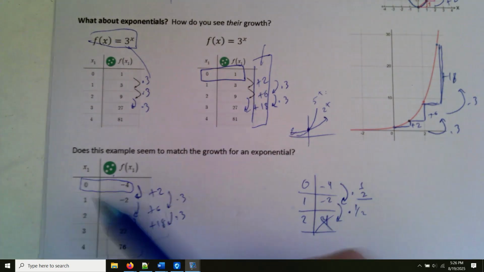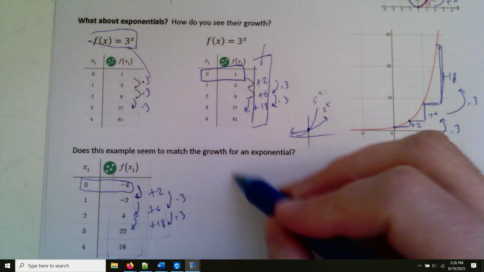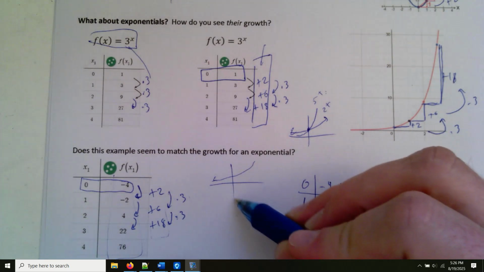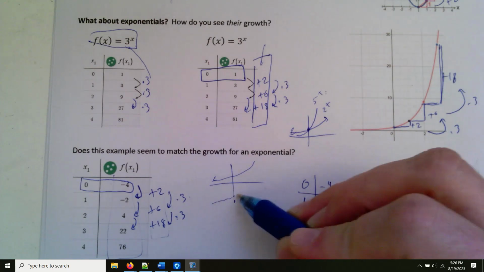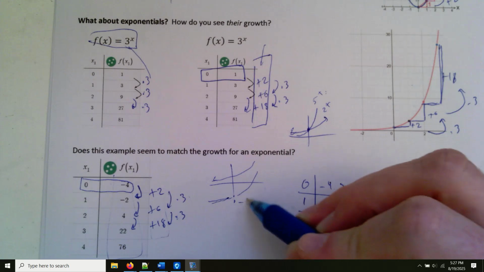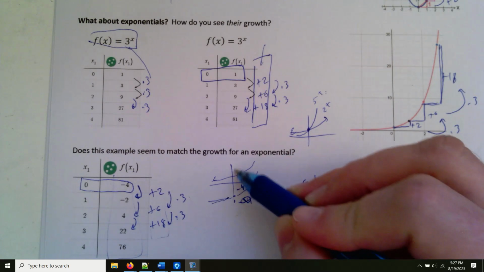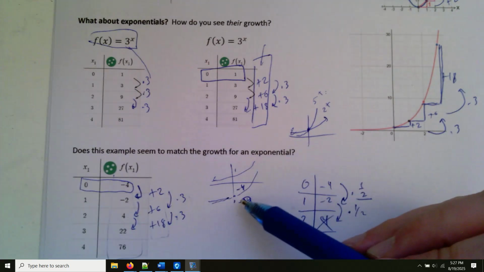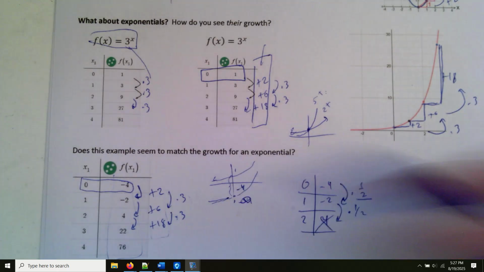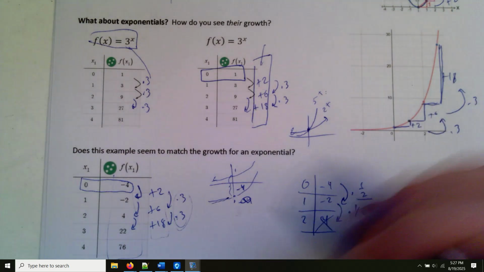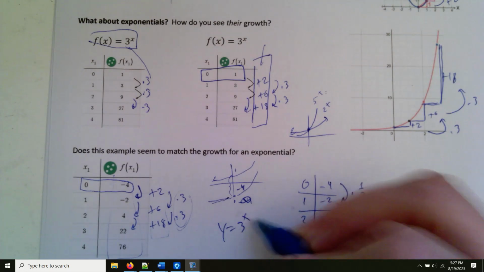It's going through (0, -4). So what you're thinking is, what used to go through (0, 1) has been shifted down. So now it goes through... Oops. Let's make that -4. Let's make this 1. So now it goes through -4. Therefore, it must have been shifted down by 5. Because the multiplicative growth is 3, I know it's a 3 to the x function. So this would be 3 to the x minus 5.